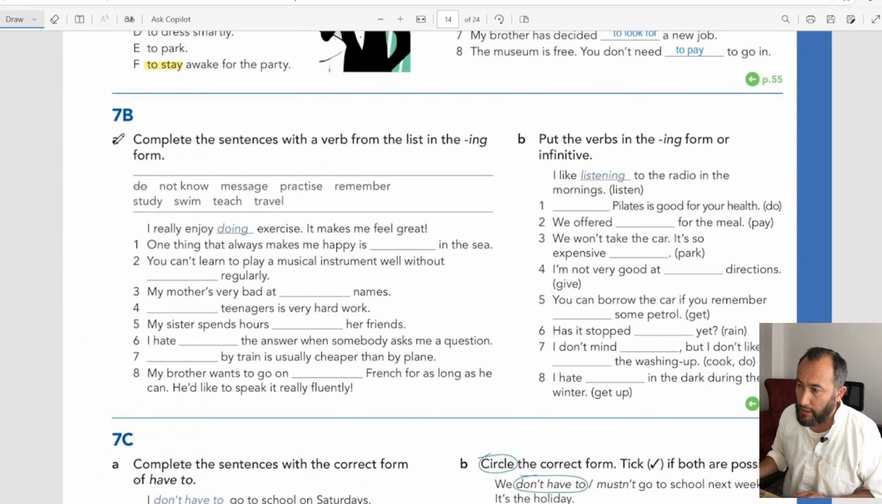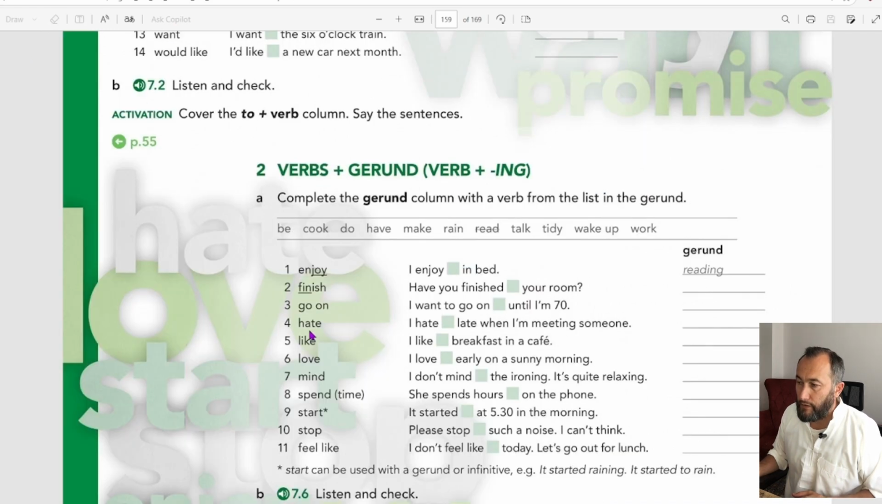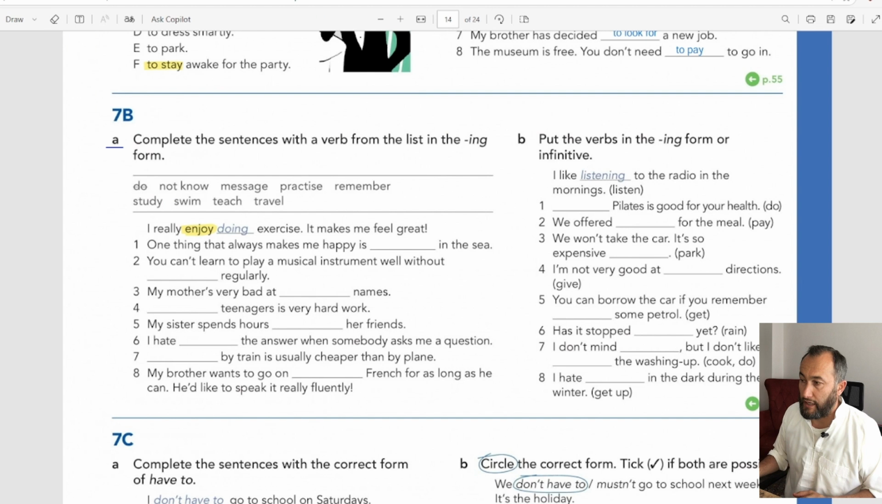Part A. Complete the sentences with a verb from this list. We have got the list here, as you can see, in the ing form. I really enjoy. As you can see, enjoy is one of the 11 verbs, the first verb. So that's why they're using doing. I really enjoy doing exercise. It makes me feel great.